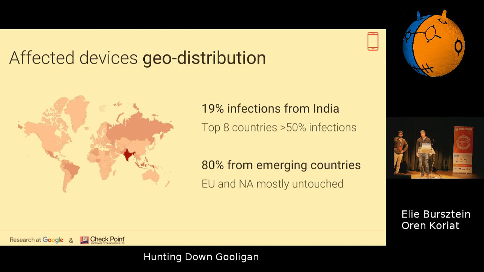In terms of distribution of where those devices come from, 90% of those come from India, and the top 8 countries make up 50% of the infections. Because Europe and North America have more recent devices, they were not so much affected, so they're mainly untouched.